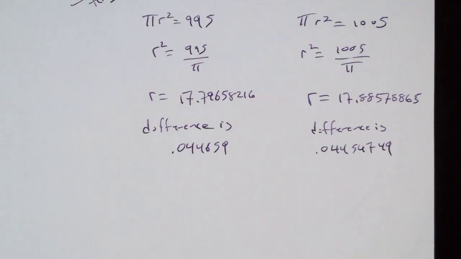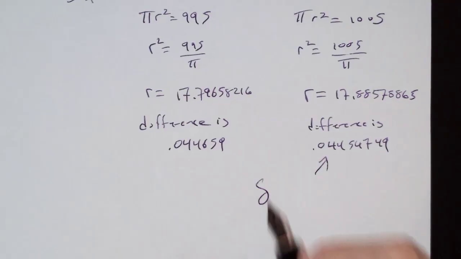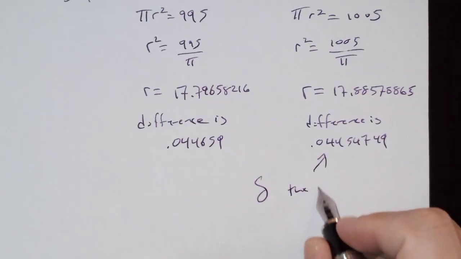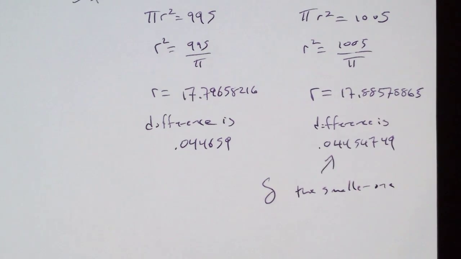Okay. Which of those two differences is smaller? You now know how close is close enough. The smaller one is delta. Now that's in centimeters. So you have to be within 0.04 centimeters. That's 0.4 millimeters. That's really very small.